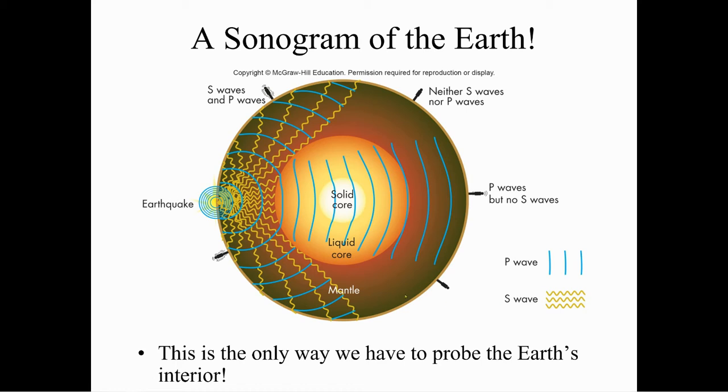Now, S waves, or these secondary waves, cannot travel through a liquid. And we see them in these areas right here. All right. And since S waves cannot travel through a liquid, we're going to assume that there is a liquid core with a solid core in the center of it.